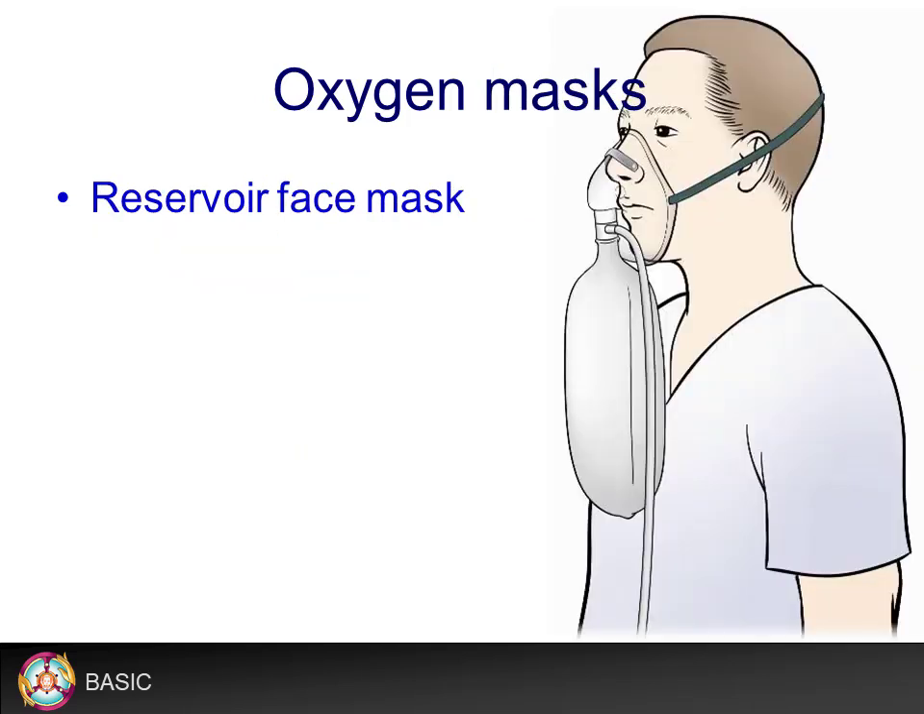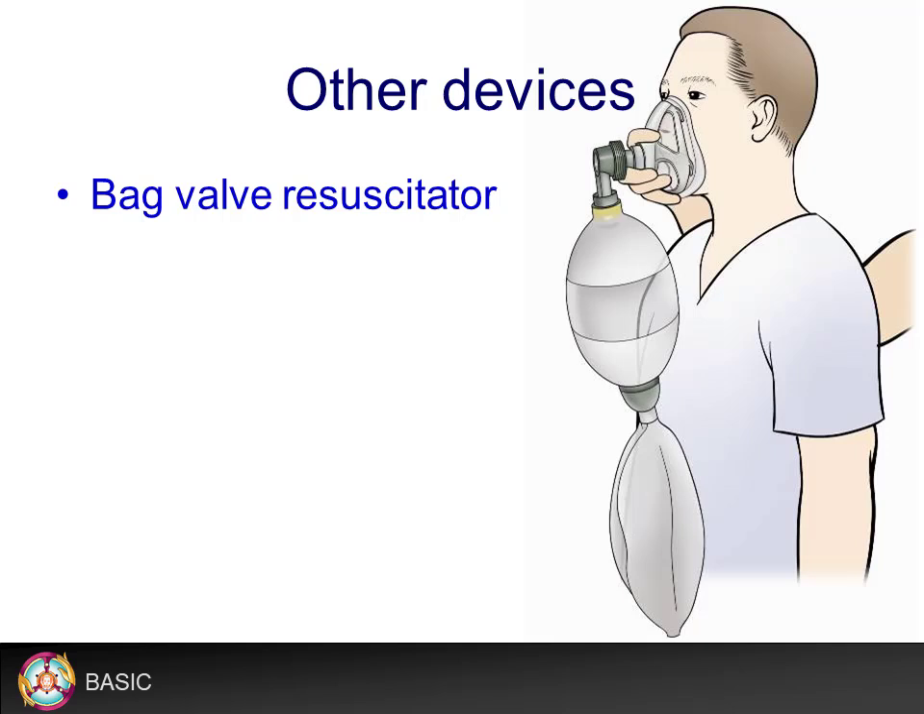Reservoir face masks can deliver up to 70% oxygen, depending on the oxygen flow rate, but need to be adjusted so they are tightly applied to the face. Otherwise, it's easier to entrain air from around the mask than to inspire oxygen from the reservoir bag. Other oxygen delivery devices include bag valve resuscitators, which supply 100% oxygen if applied tightly to the face. It's important to realize that adults, but not young children, can breathe spontaneously through a bag valve resuscitator.